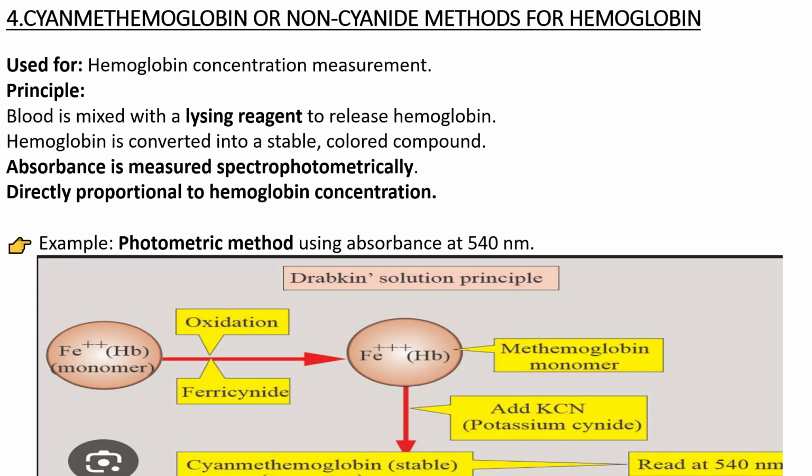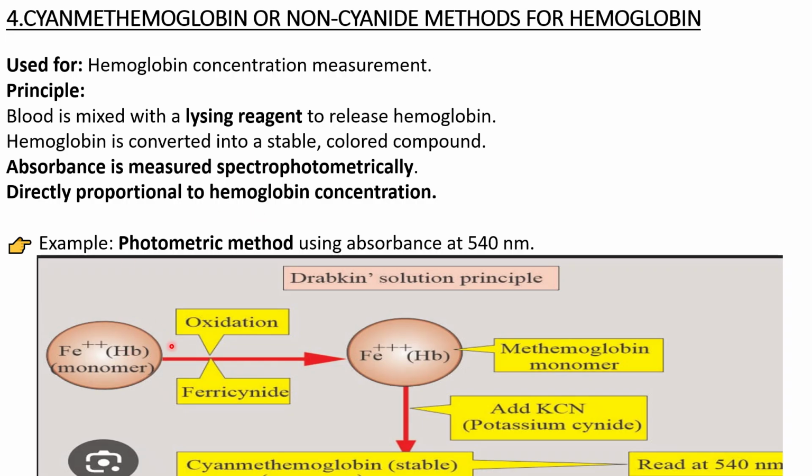Cyanide hemoglobin or non-cyanide methods are used for hemoglobin estimation. Here, the blood is mixed with a lysing reagent which will rupture the RBC, resulting in the release of hemoglobin. The hemoglobin is then converted into a stable colored product, and the absorbance is measured spectrophotometrically. The absorbance is directly proportional to the hemoglobin concentration.